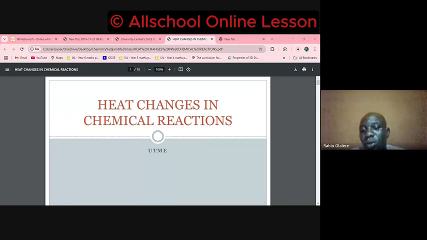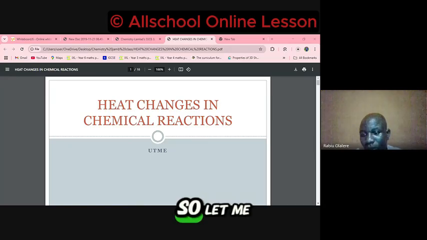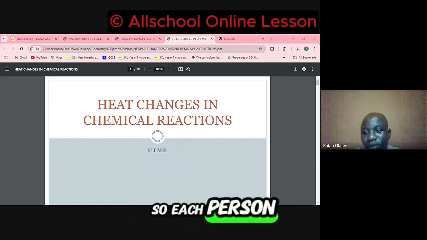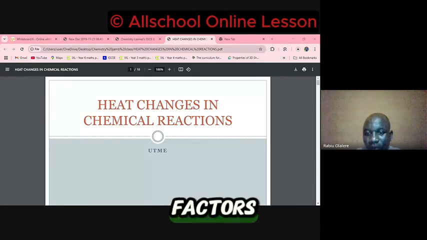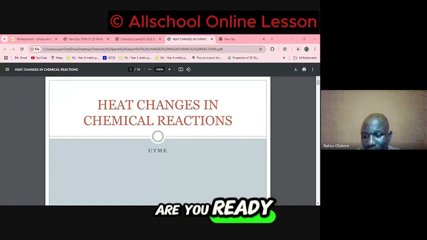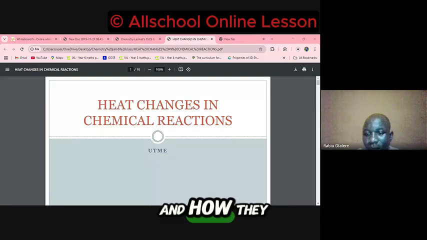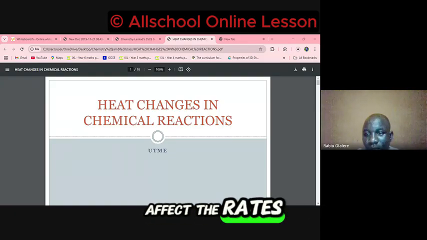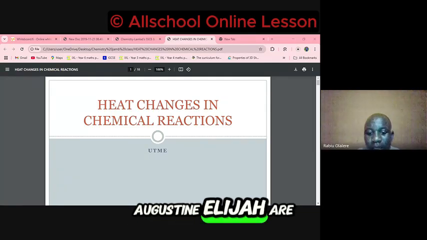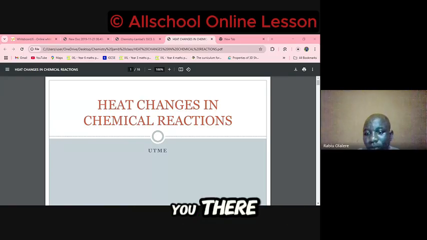Then we listed some factors that affect the rate of chemical reaction. So let me select 7 people now. Each person will tell us each of the factors, and how they can affect the rate of the chemical reaction. Are you ready? So I'm selecting 7 people now. So you tell us the factors that affect the rate of the chemical reaction and how they affect the rates. Augustine, Elijah, are you there?